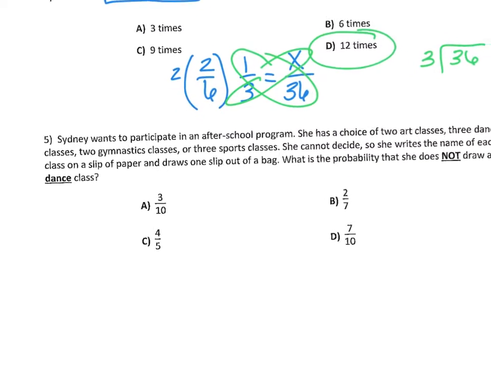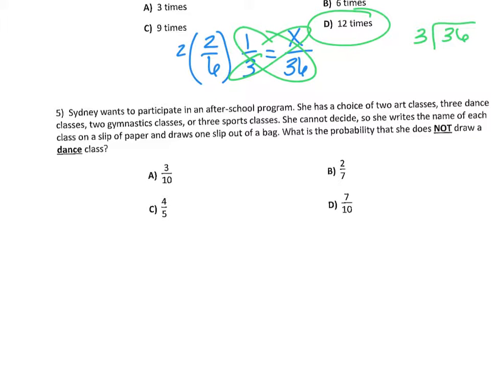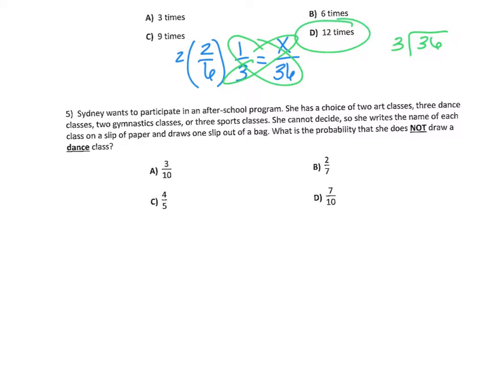Number 5, Cindy wants to participate in an after-school program. She has a choice of 2 art classes, 3 dance, 2 gymnastics, or 3 sports classes. She cannot decide, so she writes the name of each class on a slip of paper and draws 1 slip out of a bag. What's the probability that she does not draw a dance class?